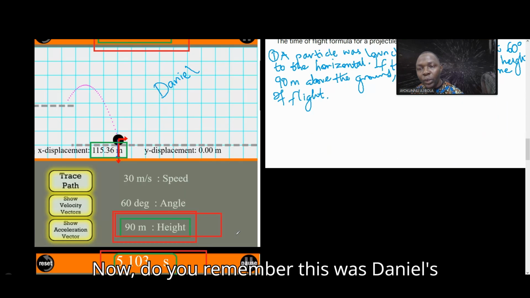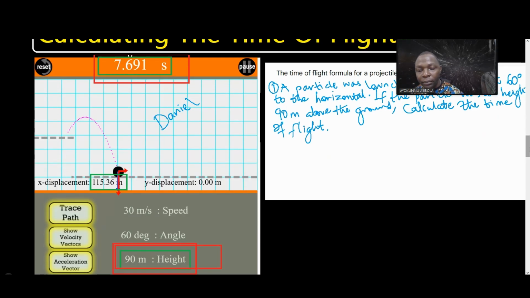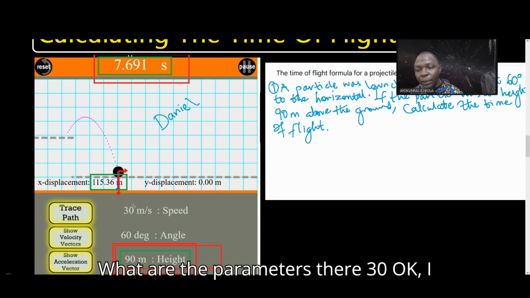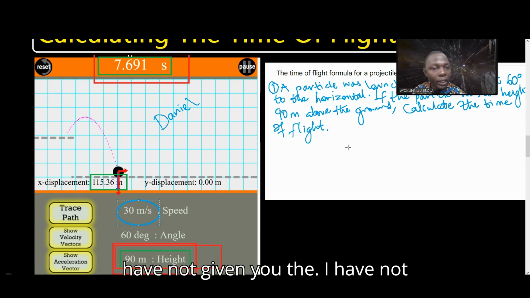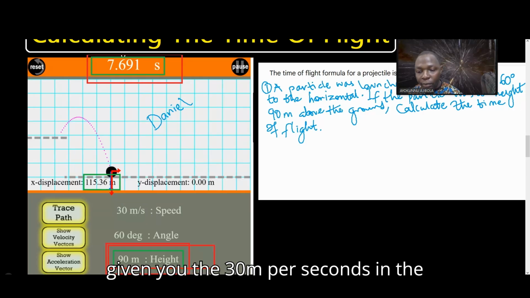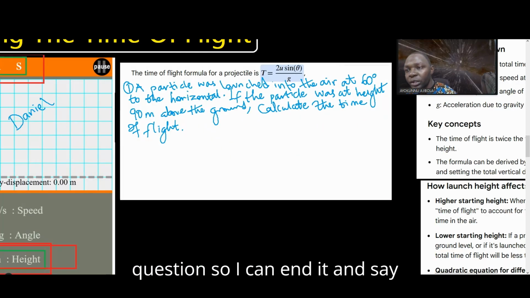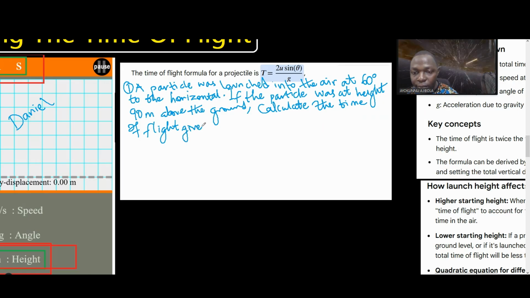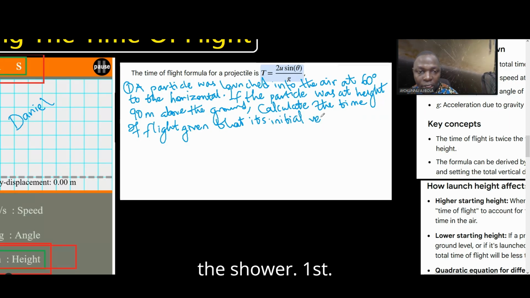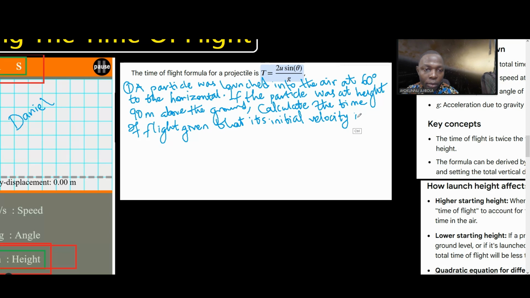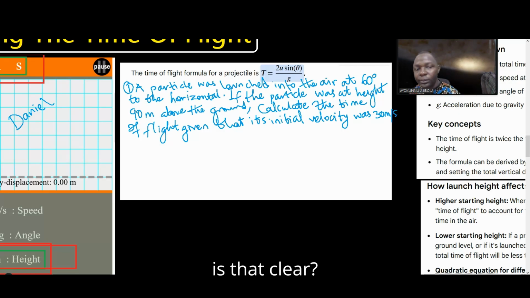Now, do you remember this was Daniel's experiment, right? Yes, sir. What are the parameters there? 30. Okay, I have not given you the 30 meters per second in the question. So I can end it and say, given that its initial velocity was 30 meters per second. Is that clear?